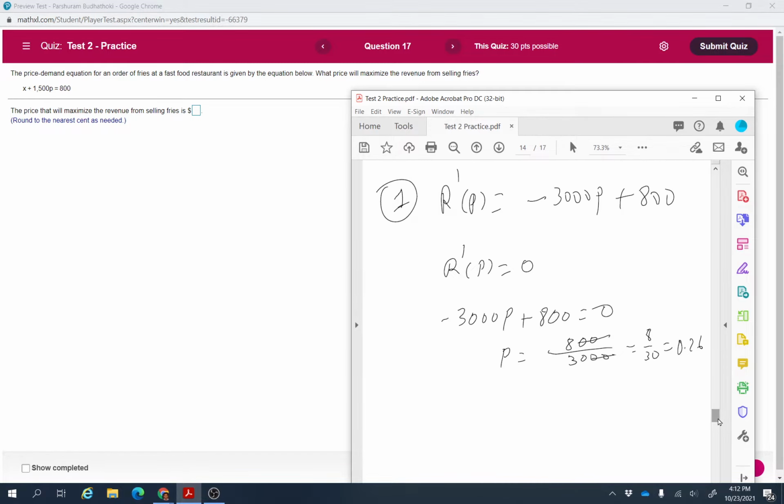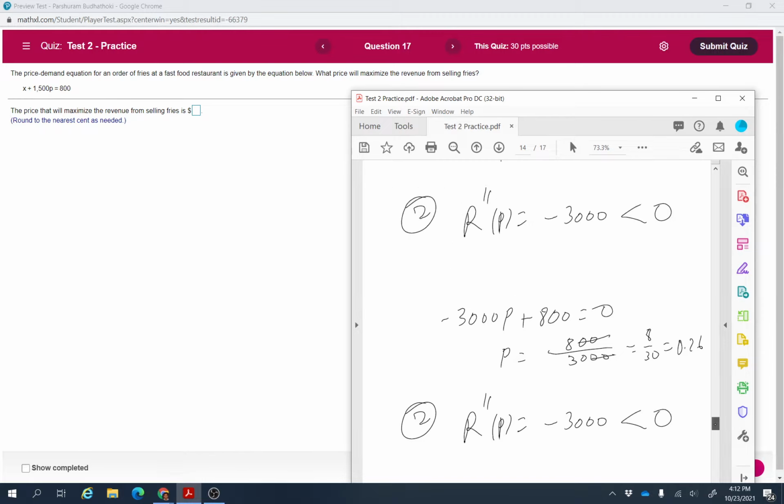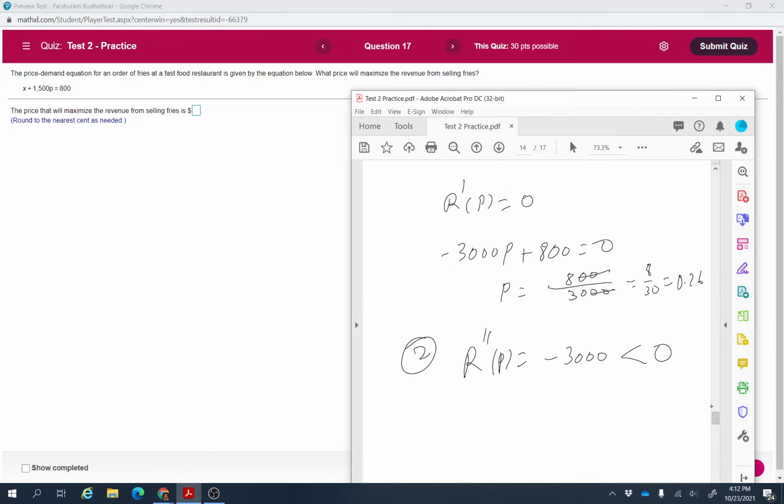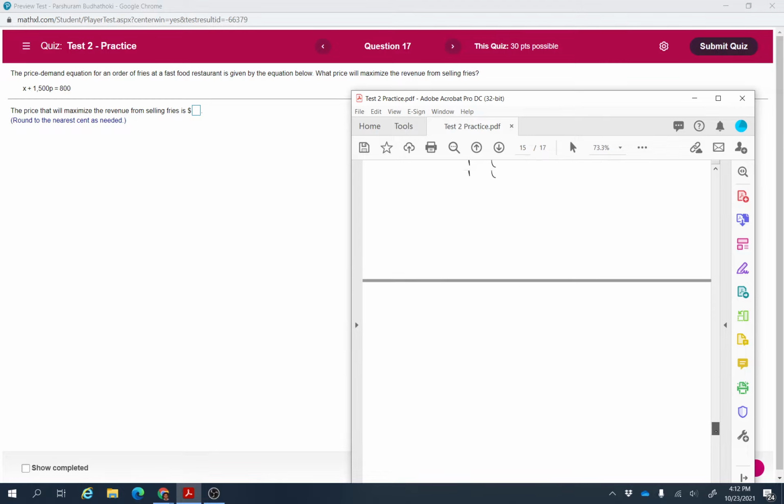For that, we need to find the second derivative of this revenue function, which is going to be negative 3000, which is negative. So according to the second derivative test, a function would be maximum at any critical point, like here it's 26 cents, if the second derivative at that point is negative. But for this particular function, the second derivative is always negative. So the second derivative at 0.26 is also negative. So the revenue would be maximum.